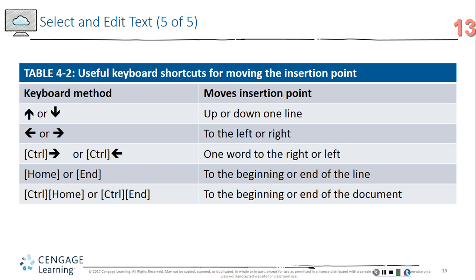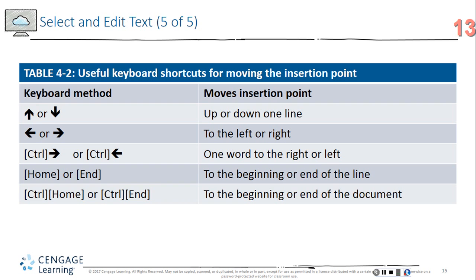Alright, a couple other keyboard shortcuts. For moving the insertion point around, you can use the up or down arrow, the left or right arrow. Control left or Control right will move one word to the right or left. Home or End will move you to the beginning or end of the line, and then Control Home or Control End will move you to the beginning or end of the document.